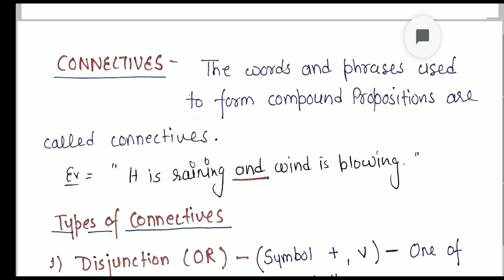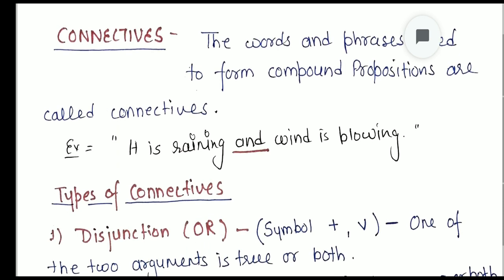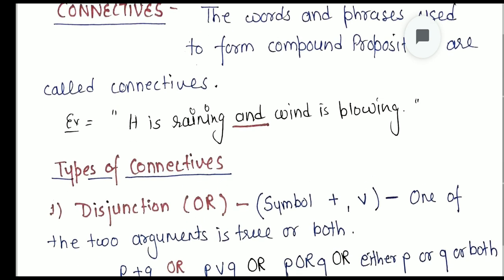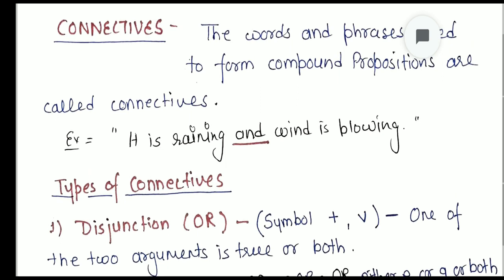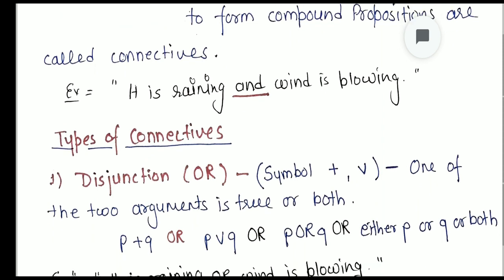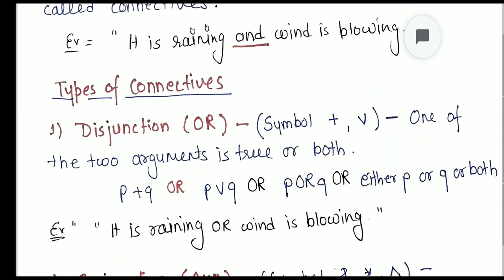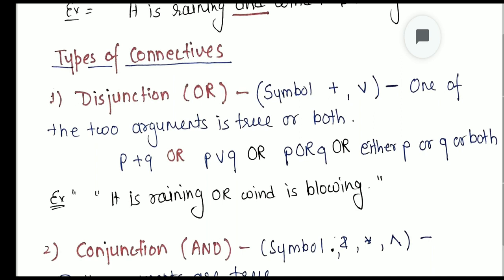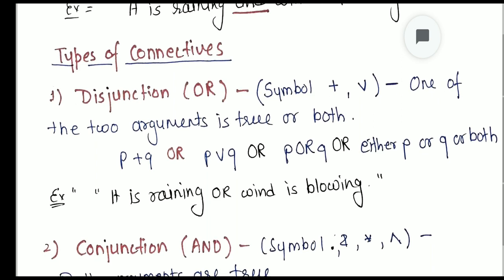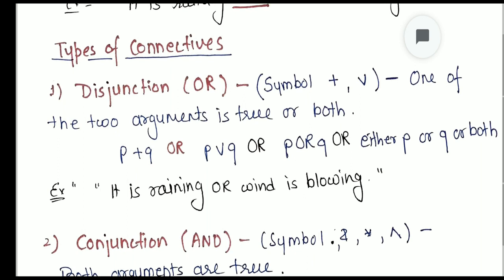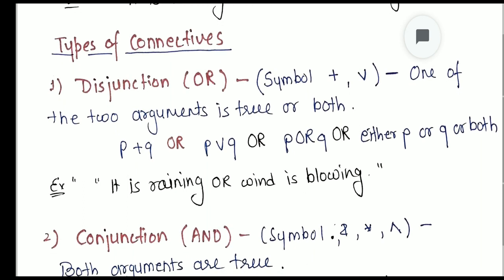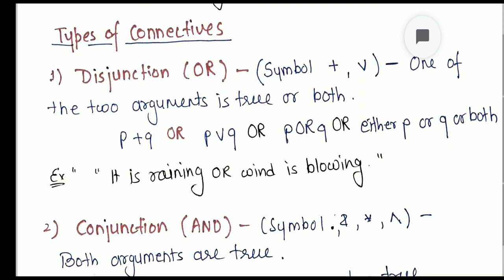We'll start with the first one, disjunction, which is also known as or. When one of the two arguments is true or both are true, then it is called a disjunction. It is symbolized by P plus Q, and we have the symbol also, disjunction, a V. It can also be written as P or Q or P and Q both. So for example, it is raining or wind is blowing.